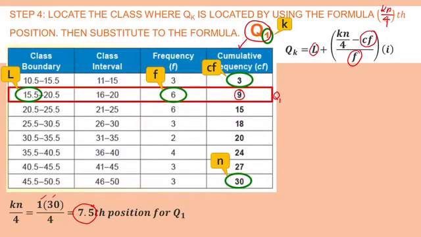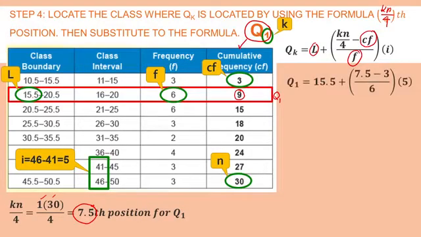Okay. What about the I? The I is 5. Okay, that's 46 minus 41. That's 5. So substituting everything in our formula, the first quartile is the lower boundary, that's 15.5. This one, Kn over 4, we have solved that already. That's 7.5, minus 3, the CF, over F, the 6, times the interval or the class size 5.